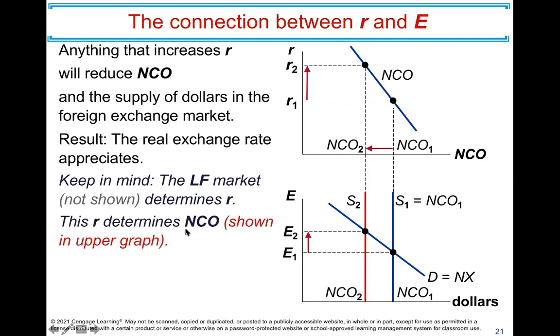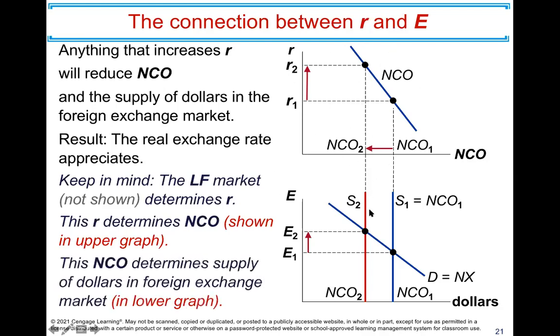Okay, so this R determines the NCO, that's right here. So R is given, and that gives us some NCO, and then the NCO comes in and gives us the supply side of this graph, which determines our nominal exchange rate.